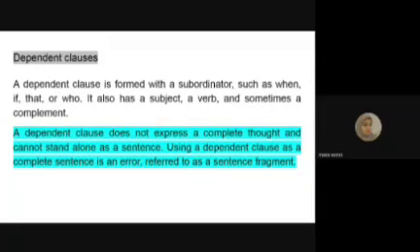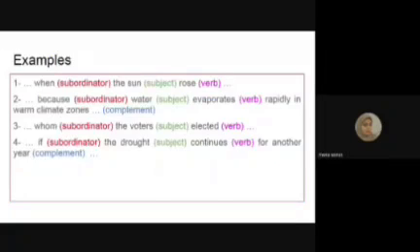So when you edit your writing and you find that you write dependent clauses as sentences, you have to edit your writing before you submit your final version. So we said that for dependent clauses, it contains a subordinator, subject, verb, and if you need a complement. So there are examples of dependent clauses.